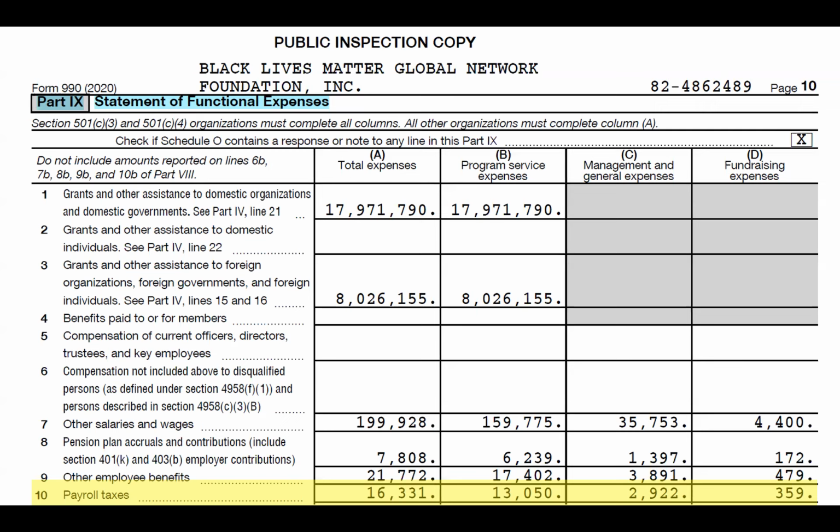$16,331 is the total amount that this organization claims to have paid for payroll taxes. And they divided the payroll taxes among the three categories: program service expenses in column B, management and general expenses in column C, and fundraising expenses in column D. Another red flag. Another red flag that I have identified for this section, and we've only talked about the first 10 lines, lines 1 through 10. I've identified four red flags already.